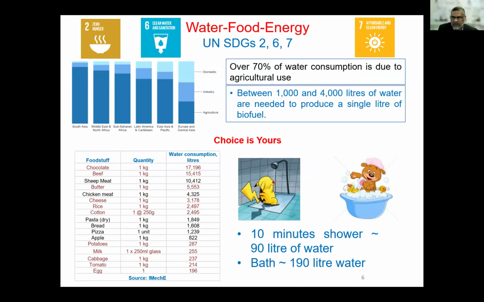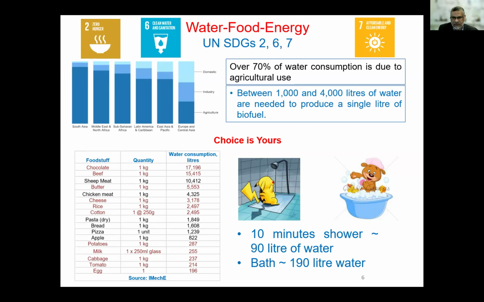If we look at UN SDGs 2, 6 and 7, which are linked to water, food, and energy, of the water we have got, almost 80% goes into agriculture. That is the picture in many parts of the world. Of course, the West uses less water for agriculture, but in many parts of the world, that is the case. And a lot of us talk about biofuel, but even to produce 1 liter of biofuel would require 1,000 to 4,000 liters of water. And again, our food habits, if I put a list here, which was published several years ago by the Institution of Mechanical Engineers. It's a long list, but I have cut it down to a short one.